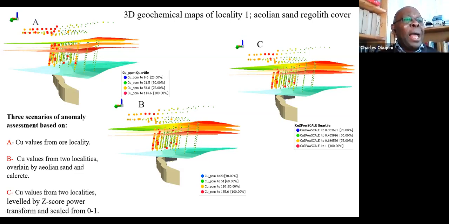On C, we have the level data. And the level data actually shows patterns almost close in between this and this. All right. So one is able to actually, I don't know if this is being followed, this is looking at the ore body here in locality 1 alone. This is considering locality 1 and locality 2, and this is the level data for locality 1 and locality 2.